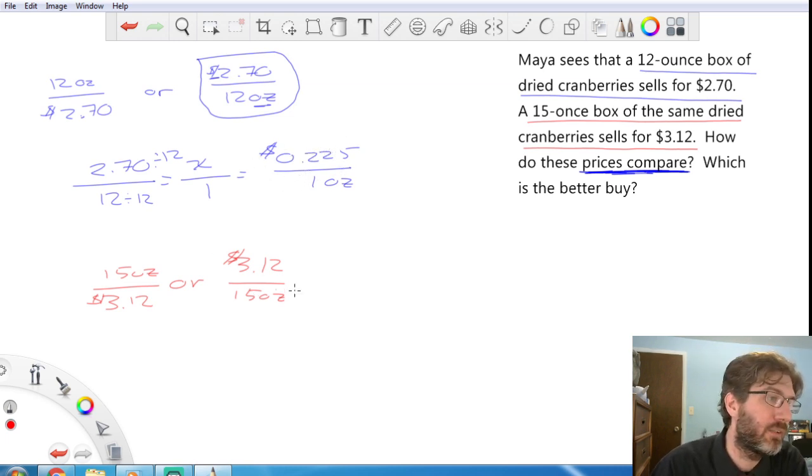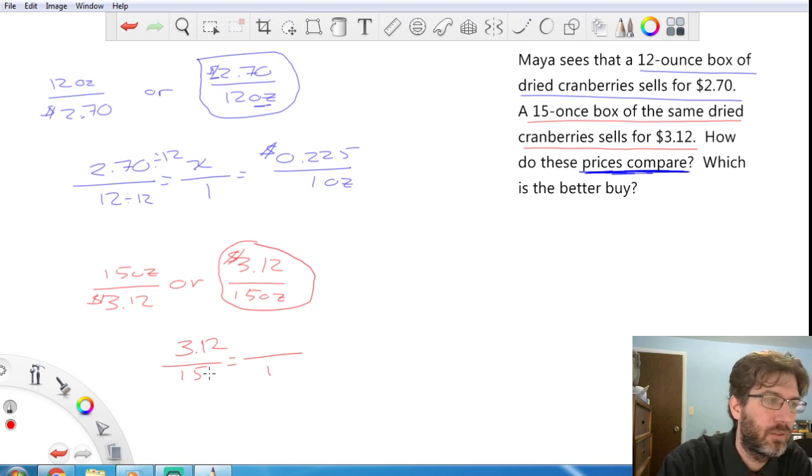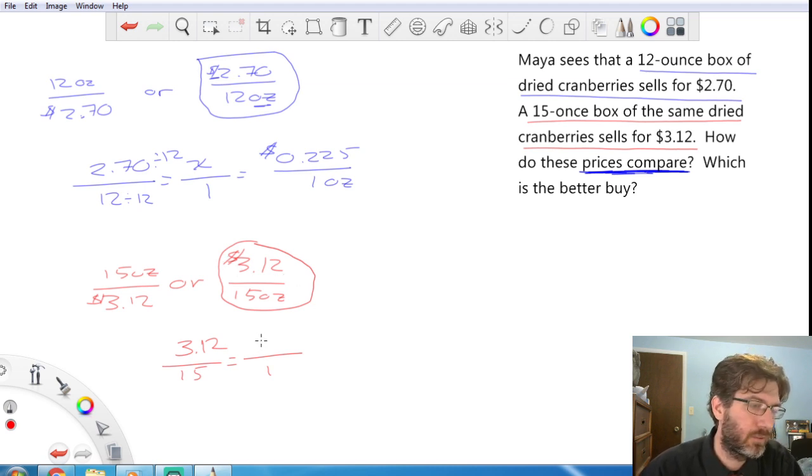You can think of it that way, but you also want to think that, hey, I want to know how much it costs for 1 ounce because I'm comparing prices. So I do want to use this one. How much does it cost for 1 ounce? So again, you're going to do the same thing you did over there. You just divide it out. So you got what? 312 divided by 15. Again, you can set it up as a proportion, do it that way. You can use your things, but it's just a division problem. So 312 divided by 15 is giving me $0.208.